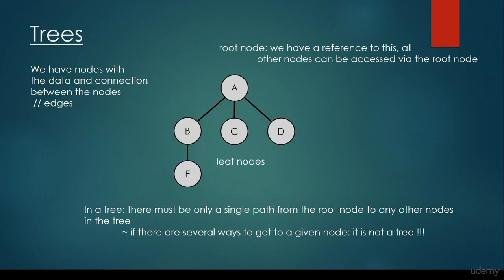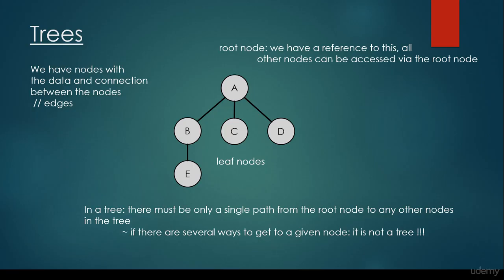So what is a tree? We have nodes with the data and connections between the nodes. Basically these are the edges. So a tree, it's quite intuitive, consists of nodes and edges. The root node, basically in this case, is the node A. We have a reference to this, so all other nodes can be accessed via the root node.